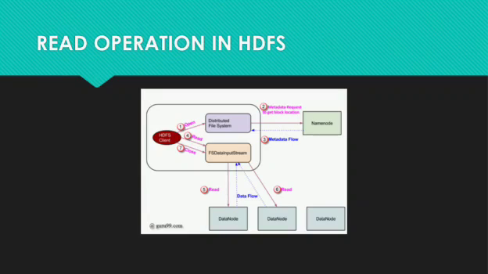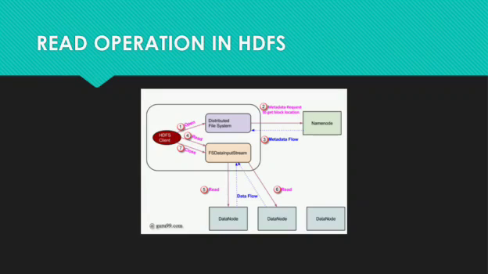Read operation in HDFS. A data read request is served by the HDFS name node and data node. Let's call the reader a client. The below diagram depicts the file read operation in Hadoop. A client initiates a read request by calling the open() method of the file system object, which is an object of type DistributedFileSystem.